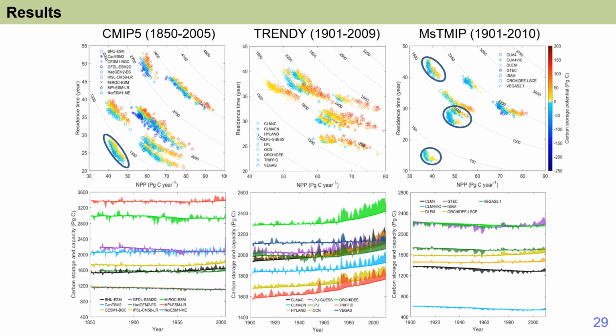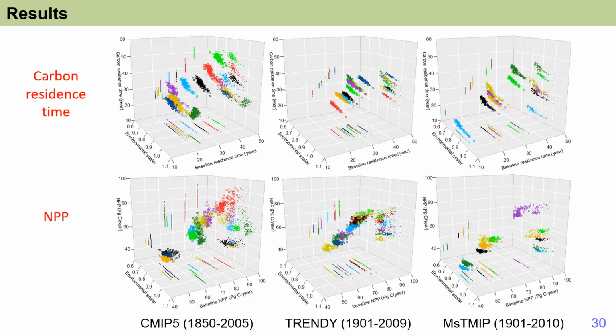The interannual trend of carbon storage in the models is mainly affected by carbon storage potential, because the sign and magnitude of carbon storage potential determine the direction and the rate of carbon storage change respectively. The interannual variability of carbon storage in Trendy is much smaller than in CMIP5 and MISMIP.